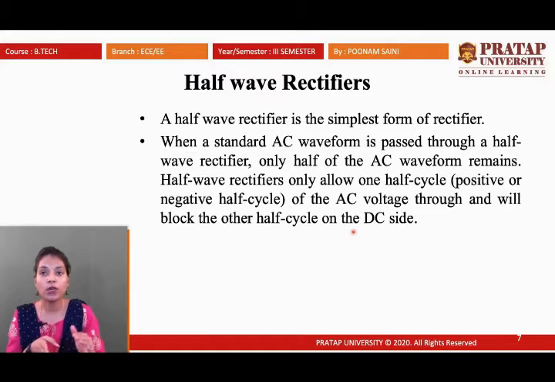That means no current or voltage is going to flow, so only the positive value is changed into direct form. Positive AC is converted into positive DC, and negative AC is not converted into negative DC.